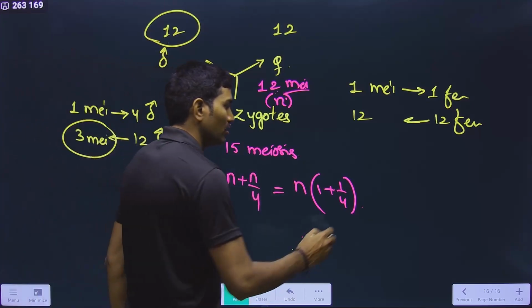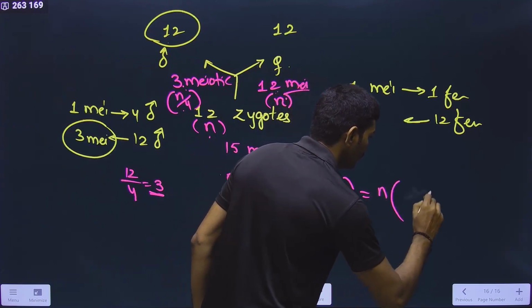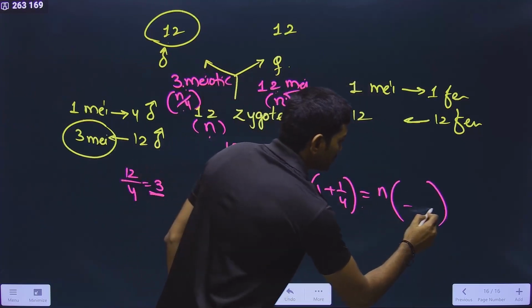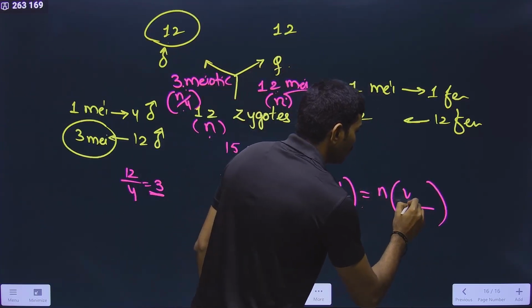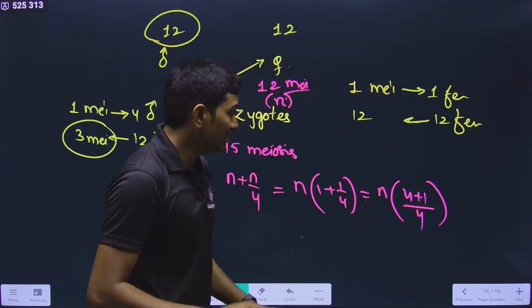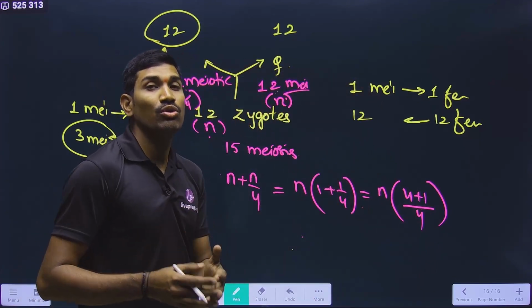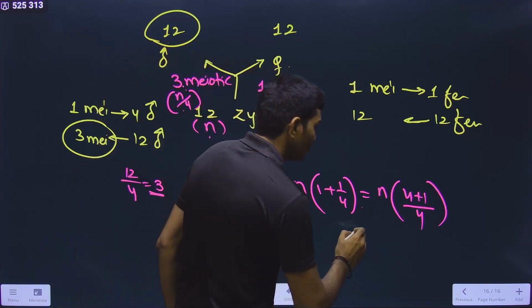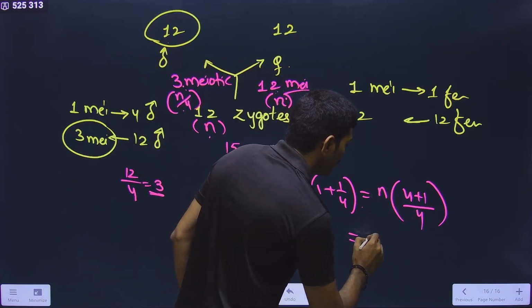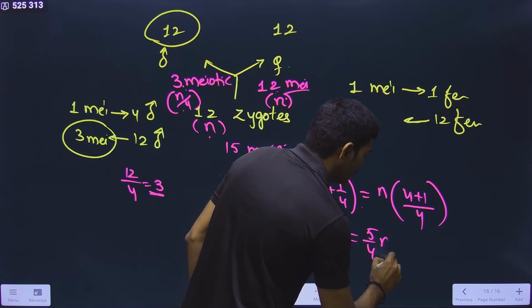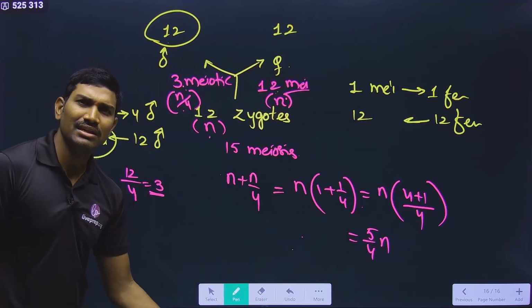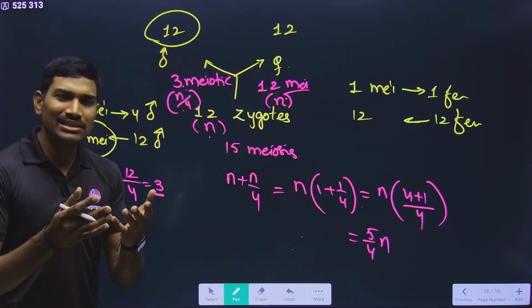You can write. So how can you write this one? n into, take the LCM for this, it is the 4. So here you will get 4 plus 1. Please remember, the same information they can represent in different ways. You need to know whether it is true or false. So how can you write this one? So it will be what? 5 by 4 n. Can you write like this or not? Yes, you can write.